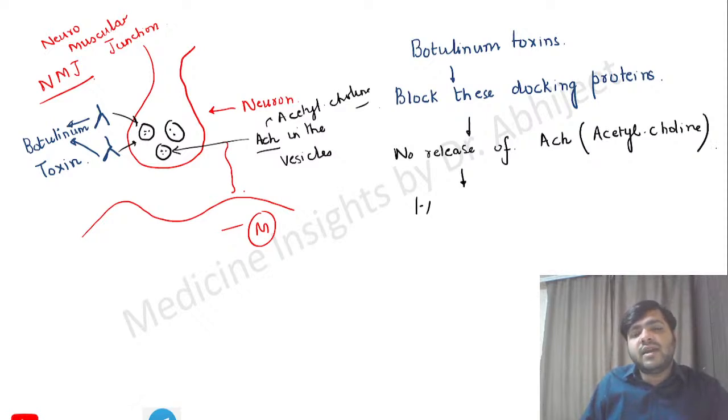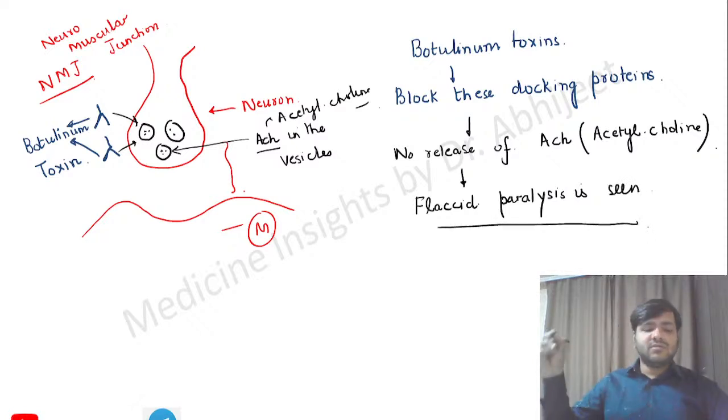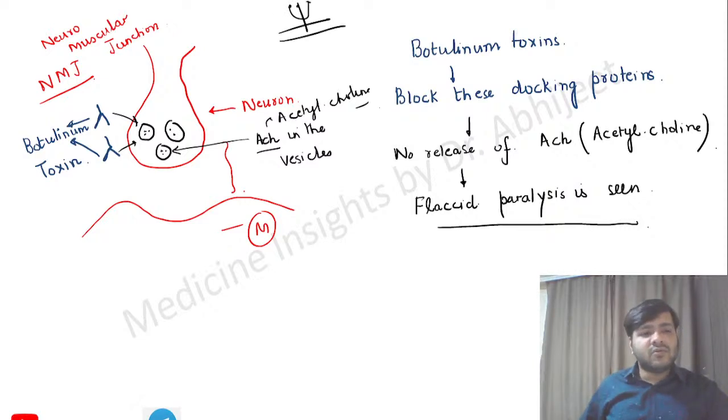And here you will see flaccid paralysis in the patient. Muscular contraction will not happen, paralysis will occur. So this is the flaccid paralysis that you will encounter in these particular cases. So that was one clinical significance that you have to remember about vesicular transport, that is, exocytosis.